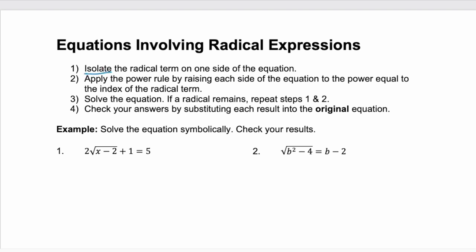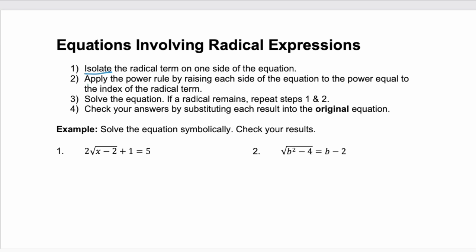Step 1, isolate. You need to isolate that radical term on one side of the equation. Anything that is outside that radical, whether it's added, subtracted, multiplied, or divided, you've got to move that first all to the other side. Get just the radical by itself.